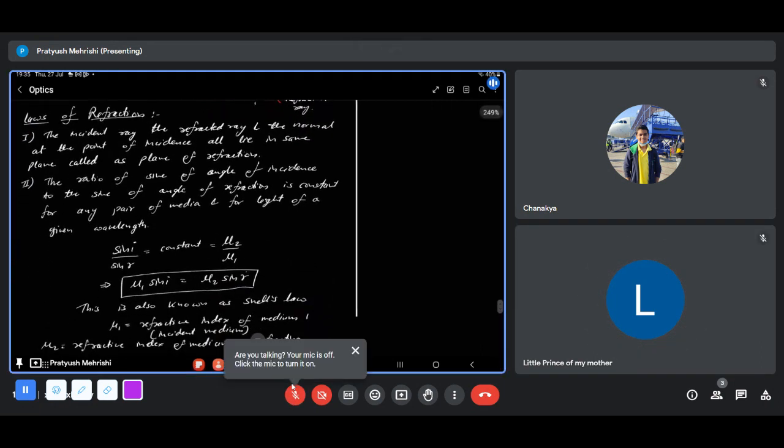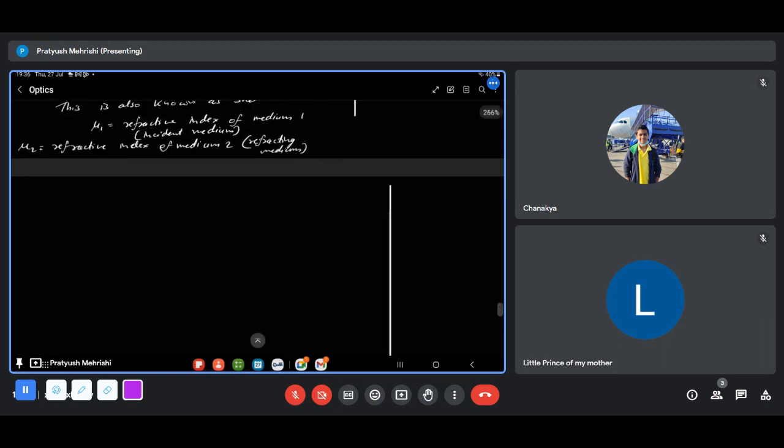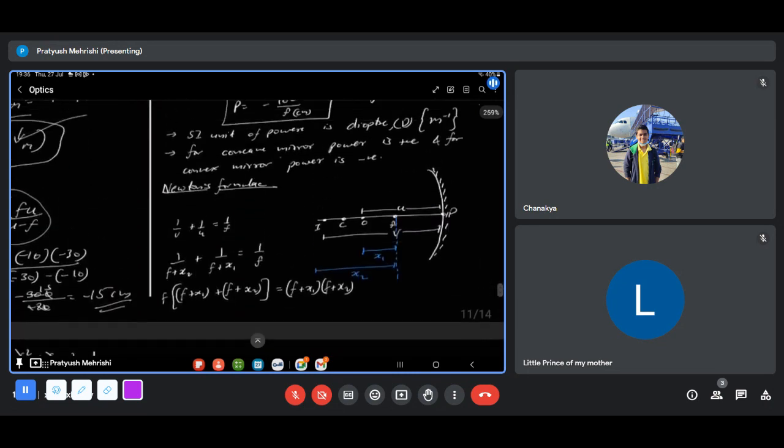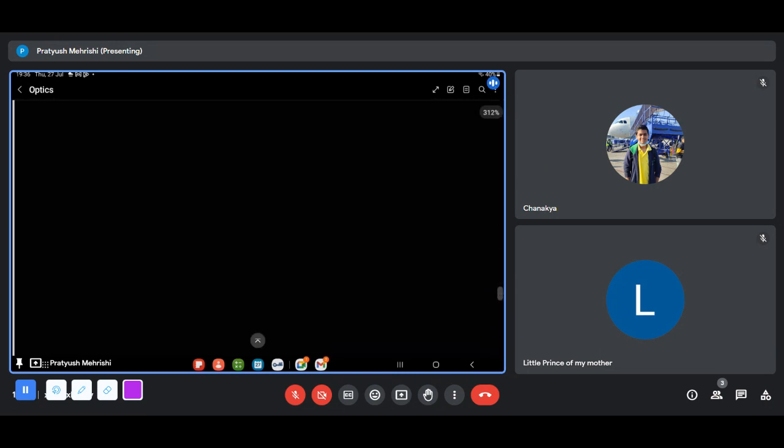So till now we have started refraction, and the laws of refraction we have seen. After the laws of refraction, one law we saw is nothing but Snell's law. Snell's law gives us the definition of refractive index. So now write down the header: refractive index.